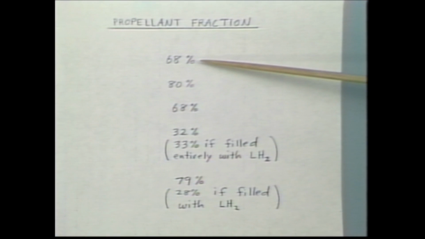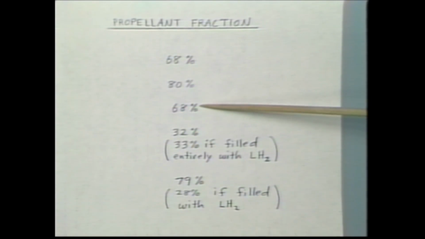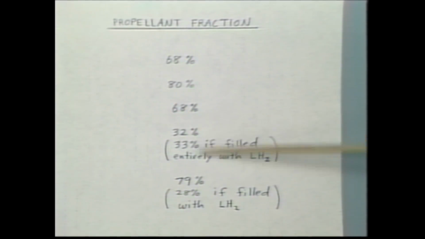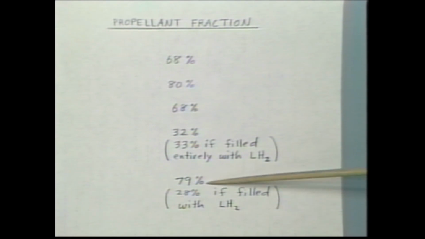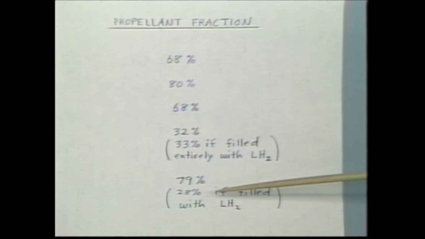What are reasonable propellant fractions? What's historically reasonable? Rockets typically are high because oxygen is very dense. 68% for the old German V2 rocket. Viking rocket, a more modern rocket, 80%. B-52, 68. Airplanes are lower. 747 is 32%. It'd only be 33% if you filled it all with liquid hydrogen. The Voyager, which probably has the highest one in the world, 79%, would only be 28% with liquid hydrogen. That's a real challenge to get that into a vehicle.